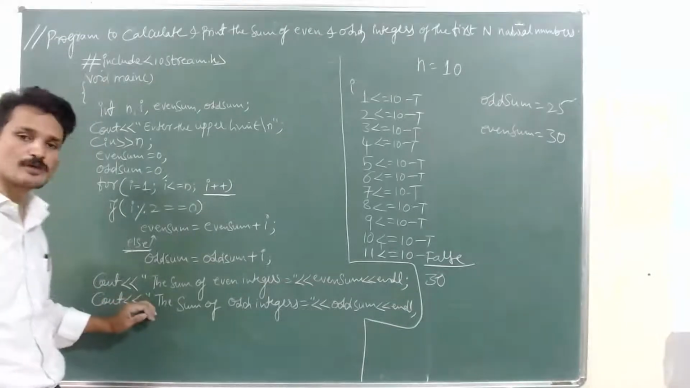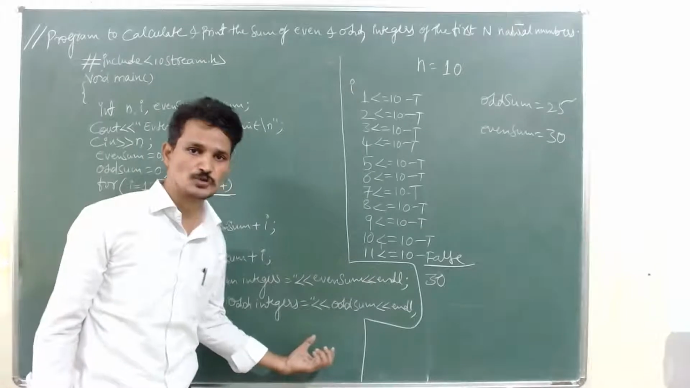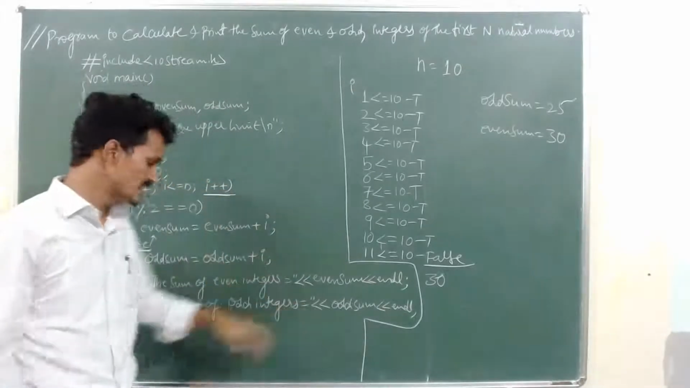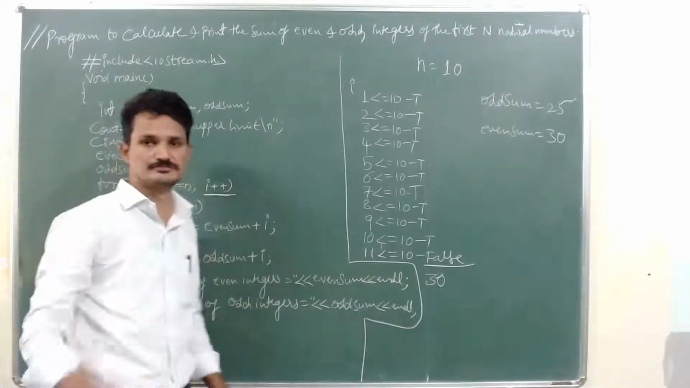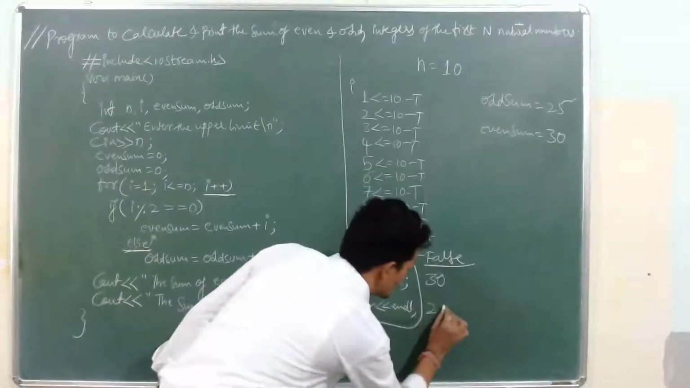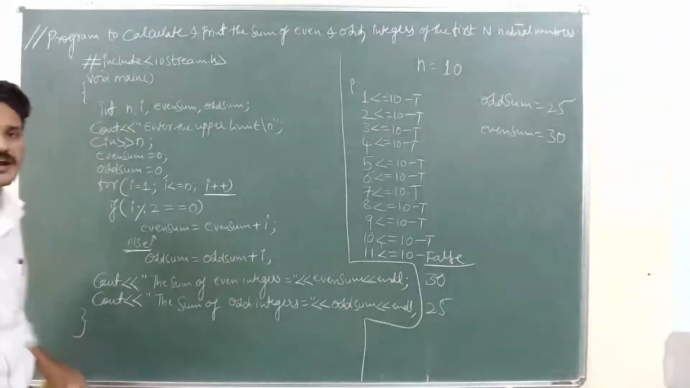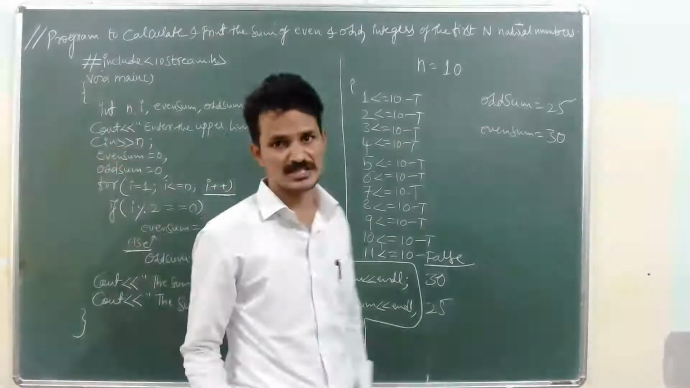Cout, string insertion, double quotation start. The sum of odd integers is equals to, will print as it is because that is written under double quotation. String insertion, odd sum. Here it is going to print its value as 25. Cursor comes to the next line, and this closing curly bracket indicates the end of the C++ program.